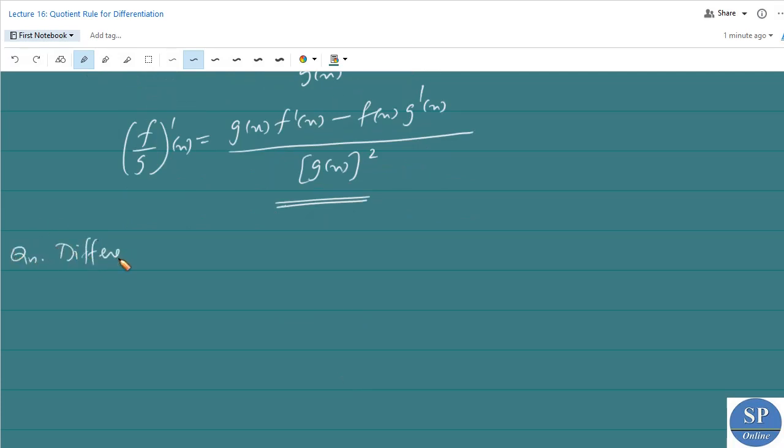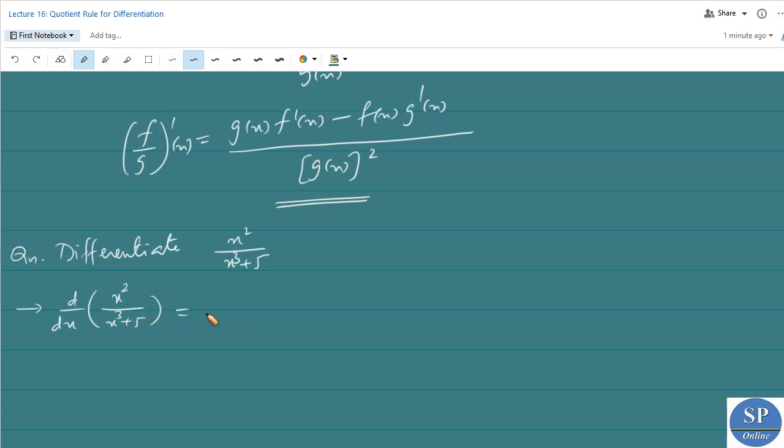Differentiate x square divided by x cube plus 5. So to differentiate this, d by dx of x square divided by x cube plus 5, here we can use the quotient rule.